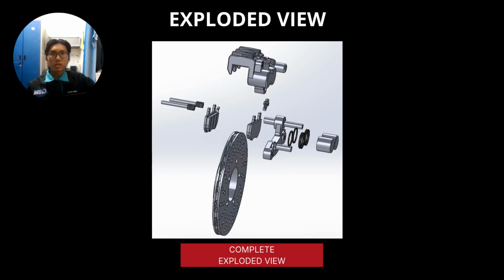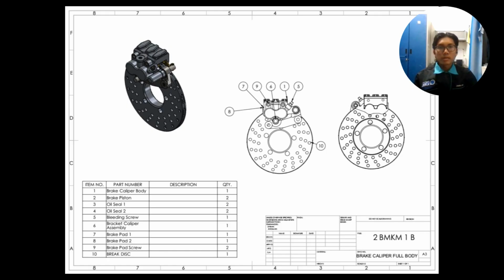And lastly, this is the exploded view for the complete final assembly, which consists of all of the components that I have explained before. And lastly, this is the drawing which is labeled based on the parts here. You can see the list here and the label part on the right side here.